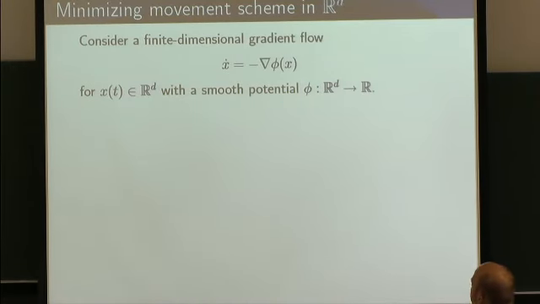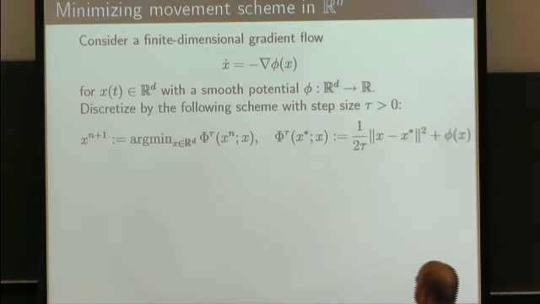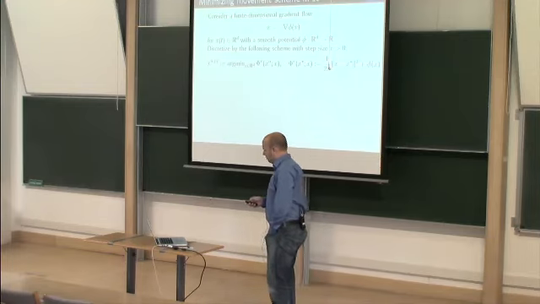So consider such a finite dimensional gradient flow for x(t) in R^d, with such a smooth potential phi. And then if you discretize this by the following scheme with this time step tau larger than 0, the solution at the new time step you obtain as the minimizer of such a functional that consists of two parts, of the potential and also of such a fidelity term. So you don't want to get too far away from the solution of your previous time step.